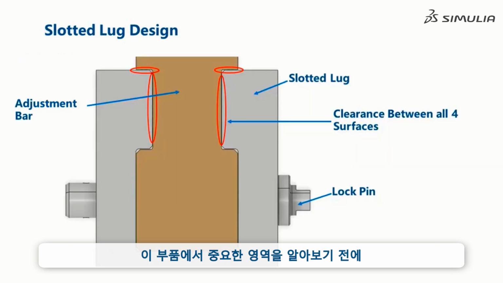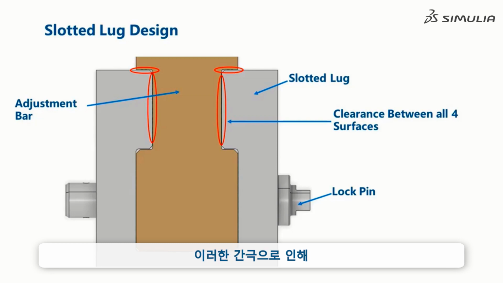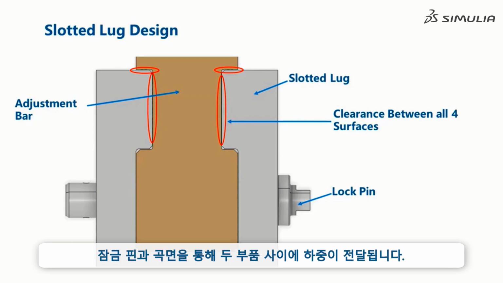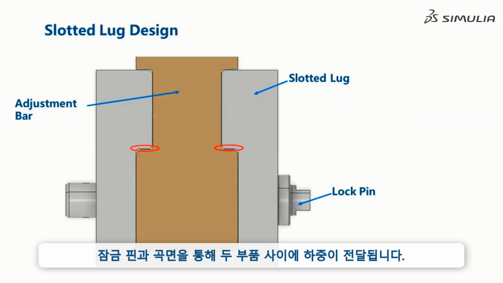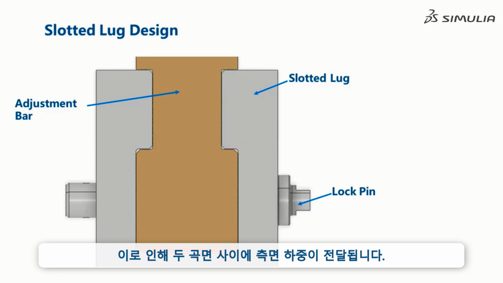Before investigating the critical regions of this part, we need to explain a bit about the design. There is significant clearance between the highlighted surfaces. This causes the load to be transmitted between the 2 parts, through the lock pin, and these faces. However, when pulling the trailer, some load may also be transmitted through these surfaces. And side loads are transmitted between these surfaces.